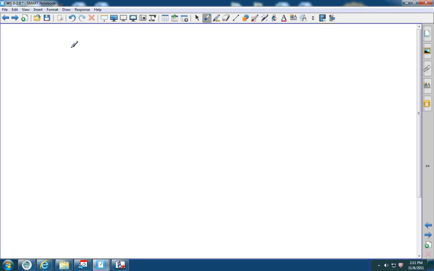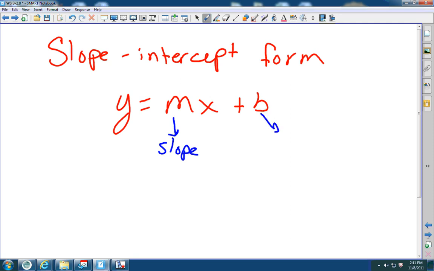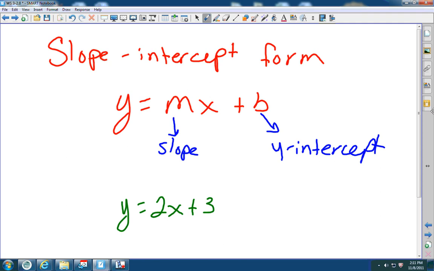First off, slope-intercept form. This is y equals mx plus b. Remember that m is the slope and b is the y-intercept. So for example, we could have a problem like y equals 2x plus 3. That would mean that the slope was 2 and the y-intercept would be (0, 3).